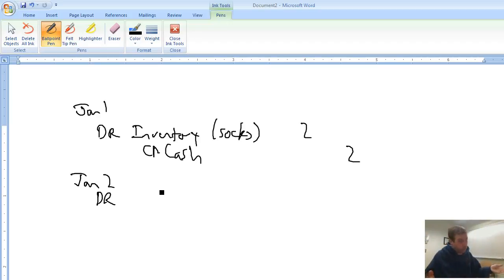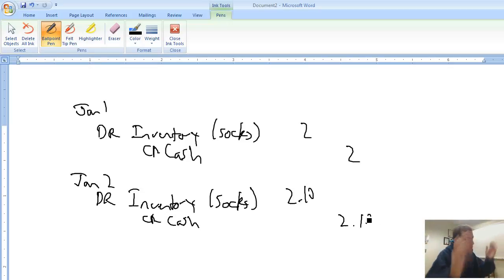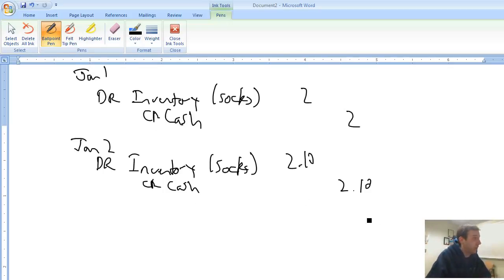And Mr. Walmart says, well, I'm selling them for $5. $2.10, that ain't too bad. Fine, I'll buy the socks for $2.10. And we debit inventory, socks, for $2.10. And we pay cash. Again, Walmart probably would never pay cash, but for the purpose of our example, why not?